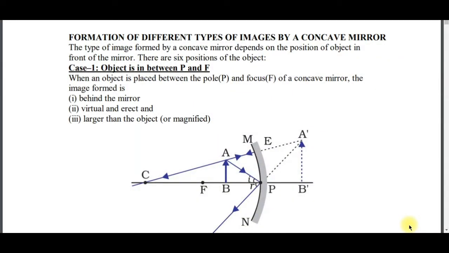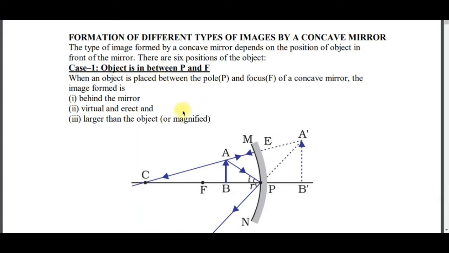Okay students, now we shall look at the formation of different types of images by a concave mirror. The type of image formed by a concave mirror depends on the position of the object in front of the mirror. मतलब ये जो object है AB, इसको हम कहाँ पे रखते हैं? If we are keeping it between F and P, or at F, or between F and C, or at C. So depending on where we place the object, we will get different types of images.